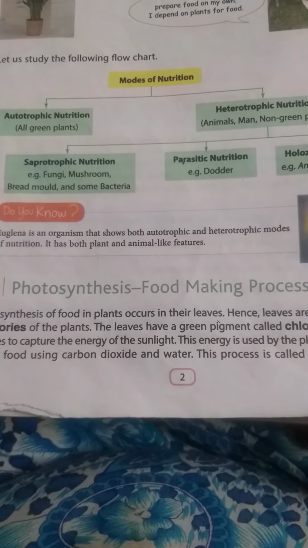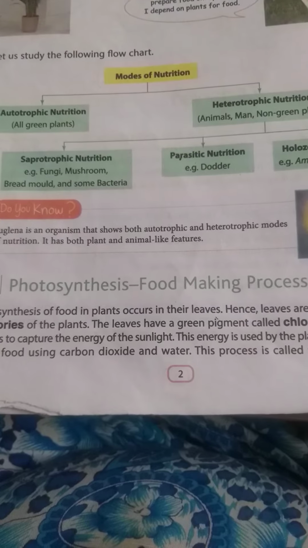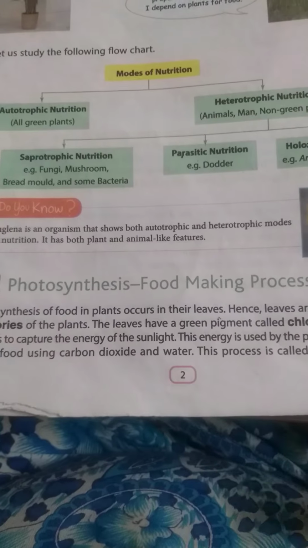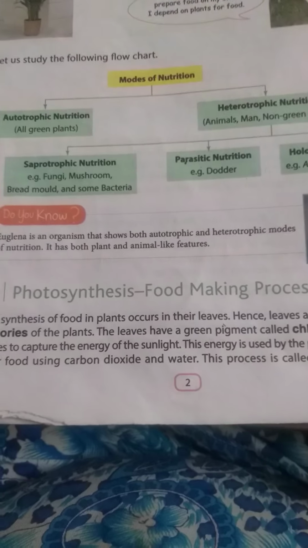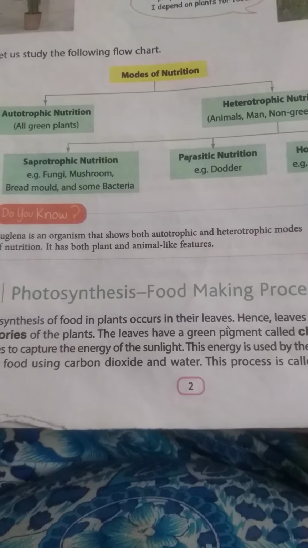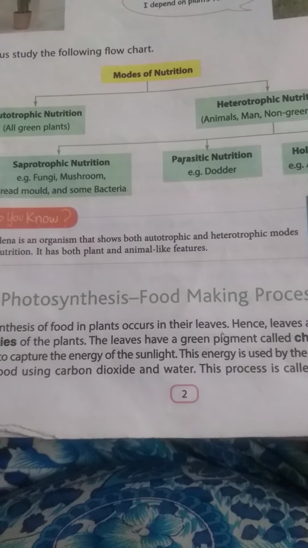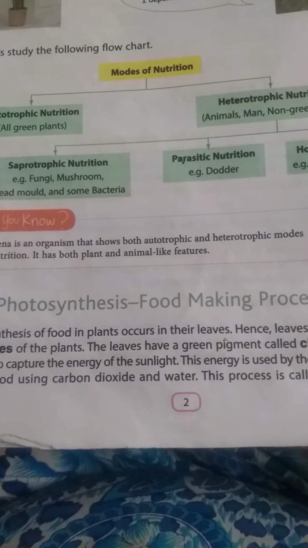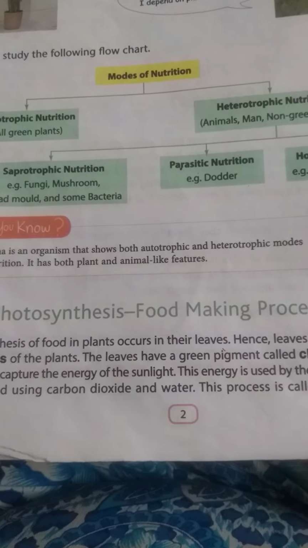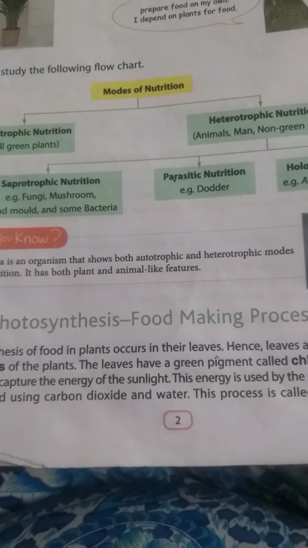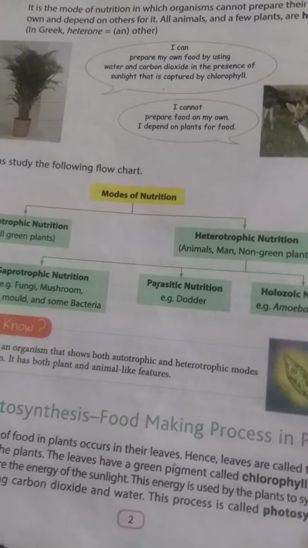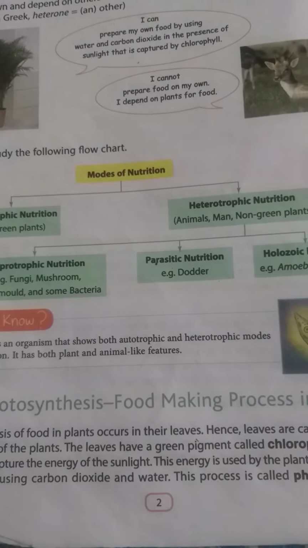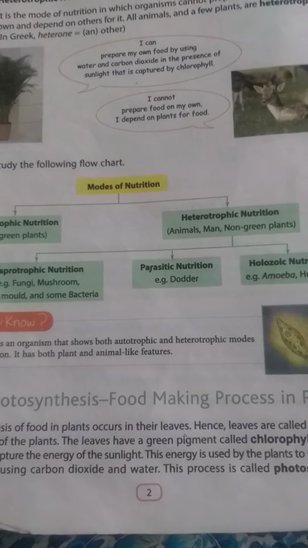Good morning, children. Today we will discuss the topic photosynthesis, which is the food making process in the plants. We all know that leaves are green in color. Why are the leaves green in color? Because they have the green pigment chlorophyll in them. Now, chlorophyll plays a very important role in the process of photosynthesis. It helps in the absorption of sunlight.